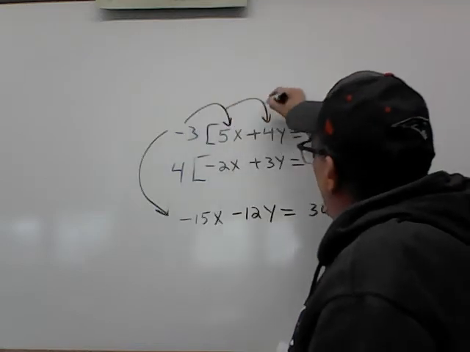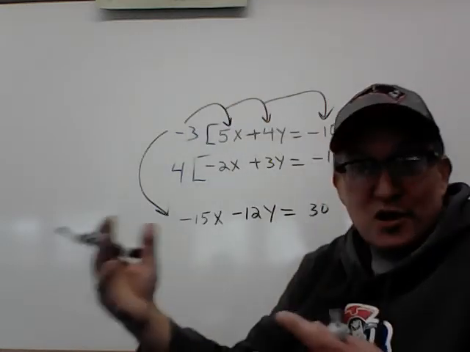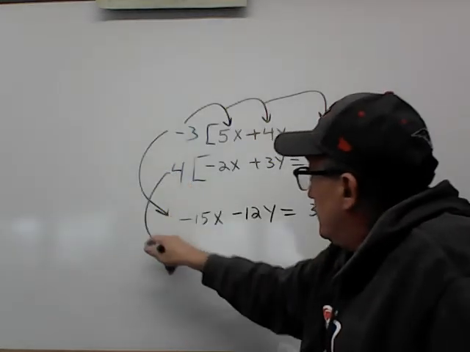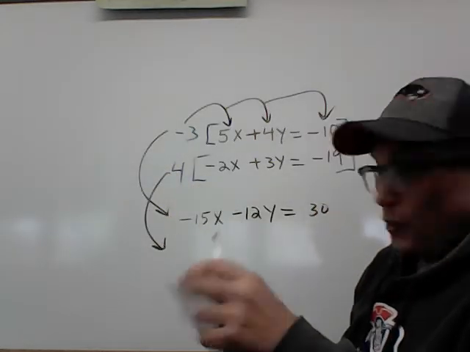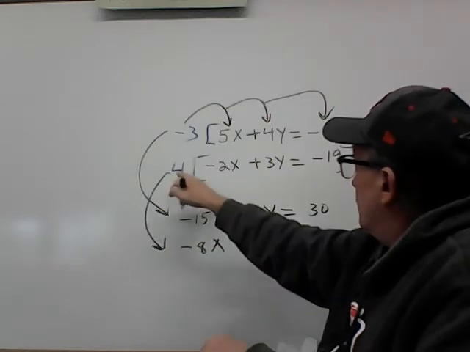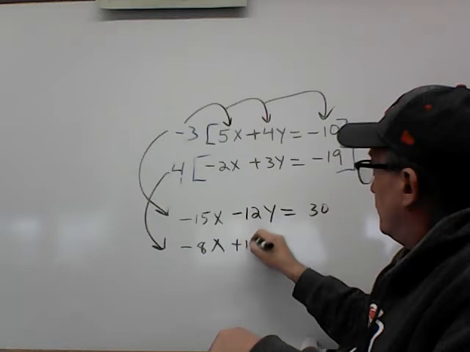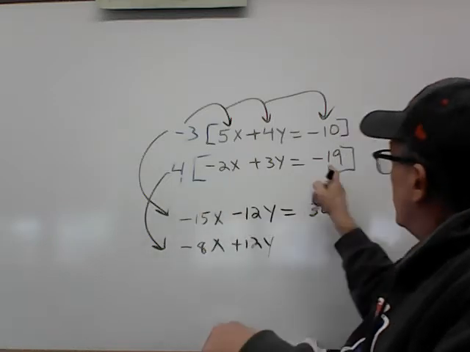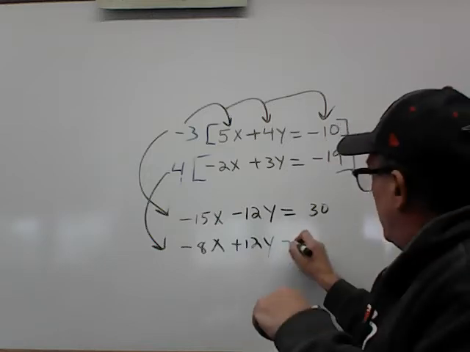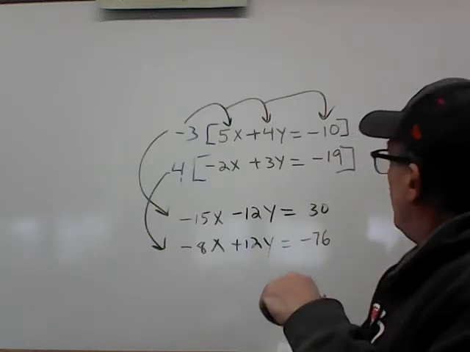Remember to multiply everything on both sides by that same number, negative 3. And the new second equation is going to be 4 times negative 2x, negative 8x, 4 times 3y plus 12y, and 4 times negative 19, negative 76, I think, negative 76, right?